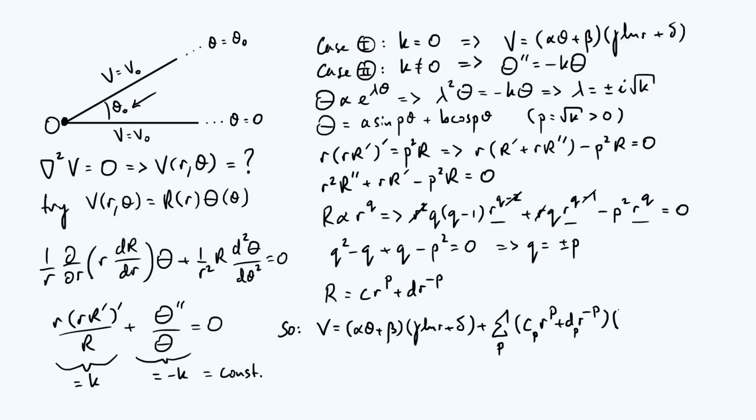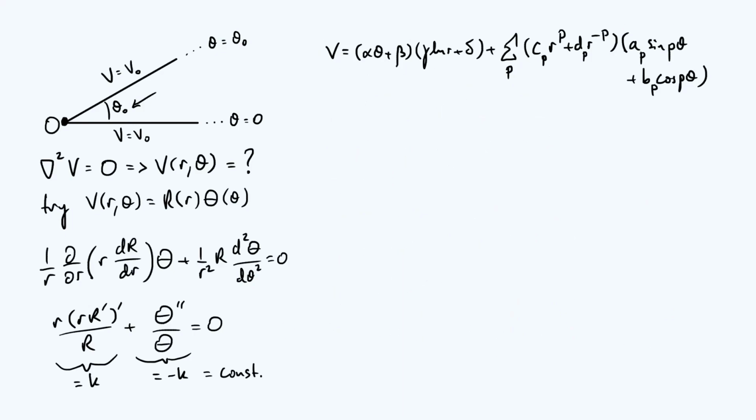And then we've got to multiply by the angular part. So a subscript p sine of p theta. And let's put the cos term down here. So plus b subscript p cos of p theta. So here's a nice general solution. Now we can apply our boundary conditions.